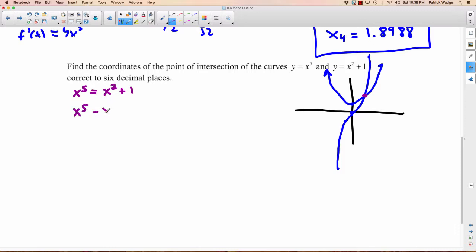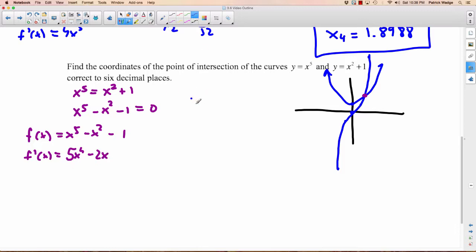x to the fifth minus x squared minus 1 equals 0. Great. We have our f of x. It's x to the fifth minus x squared minus 1. And we have our f prime of x. Derivative of this is 5x to the fourth minus 2x. Okay, we need an x1.